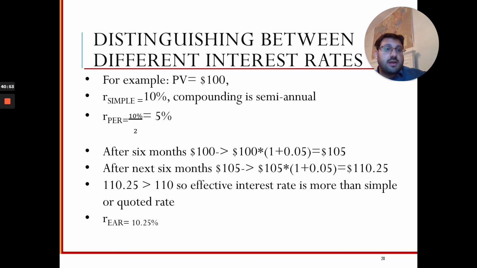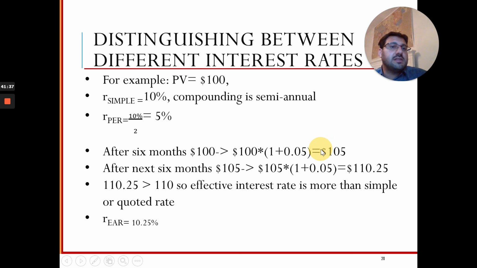So 2 times in a year means that a year can be divided into 2 halves, 6 months and 6 months, right? So after 6 months, the $100 will be converted into $105 at 5%. And why did we get this 5%? You will only be able to get it by dividing the simple or annual rate by the number of compounding periods, the number of times interest will be paid. So 2 times interest will be paid. That's why it's 5%. So $100 after 6 months becomes $105: 100 into 1 plus 0.05. Remember, it is raised to the power 1 over here, right?